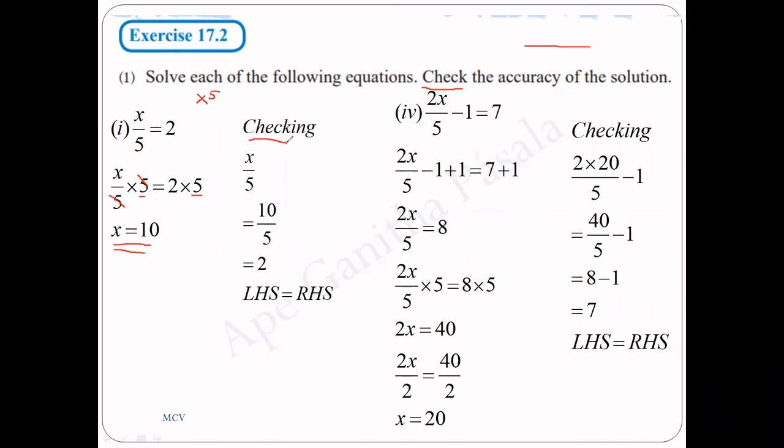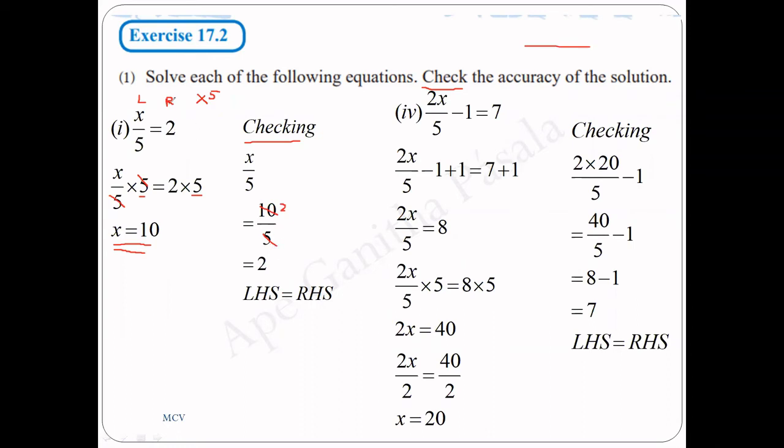Now let's check the solution. How to check the solution? Get the left hand side. In the equation, this is the left hand side, this is the right hand side. What is in the left hand side? x over 5. Now put this 10 in place of x. So this will become 10 over 5. 5 into 2 is 10. Therefore, the answer is 2.